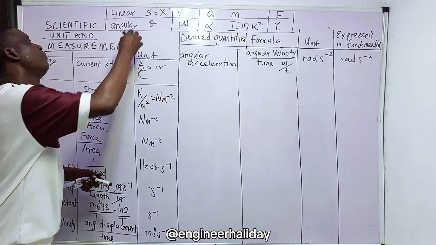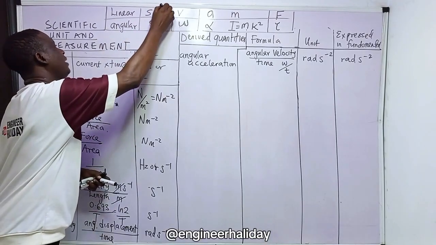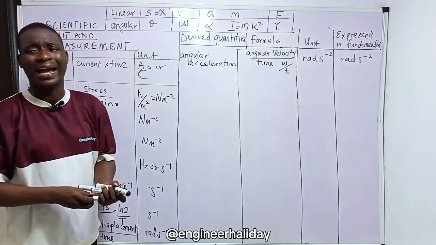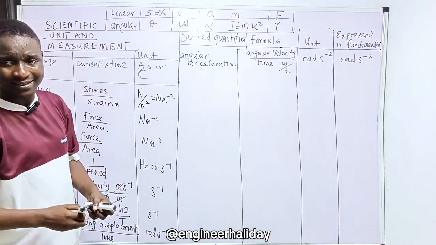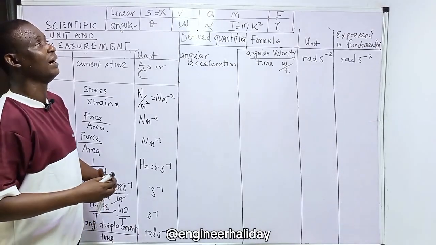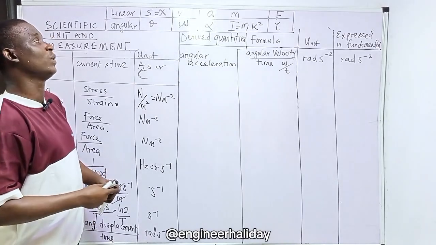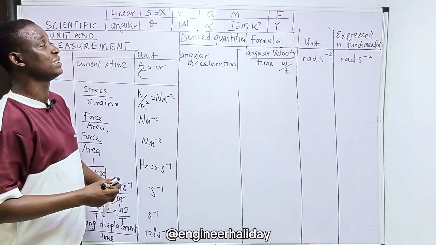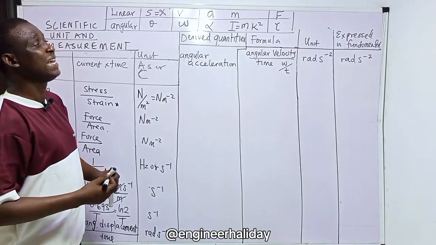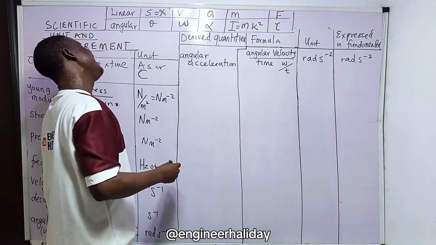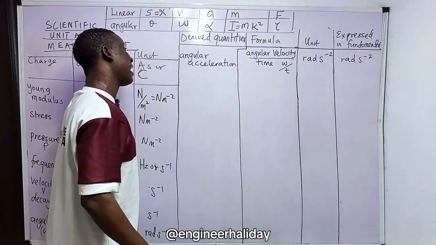Somebody asked me, oh, Mr. Lide, do we have angular time and linear time? Sorry, my dear, we don't have anything like angular time or linear time. What we only have is displacement or distance, and the angular is theta. We have linear velocity, and the angular is omega, which is angular velocity. We have linear acceleration, and angular acceleration. We have linear mass, which is m, and the angular is moment of inertia.